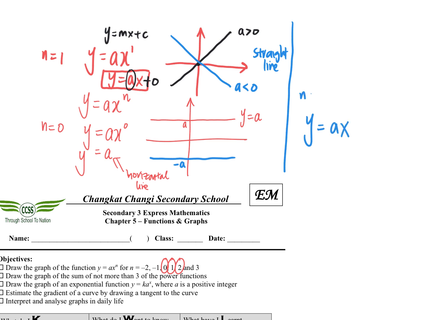What if n is 2? Then we get an ax square graph. You all remember how the x square graph looks like? Quadratic graph. Smiley curve and frowning curve. It's either you smile or you frown.